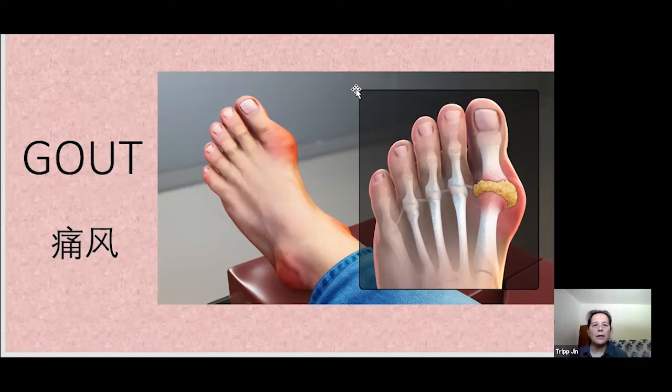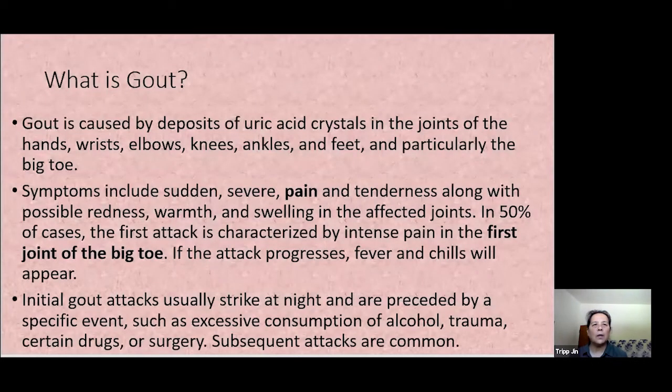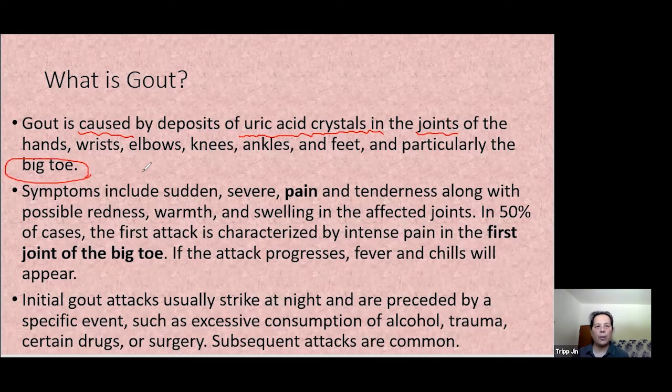So then let's see, what is gout? Gout is caused by the body having too much uric acid secreted. It goes to the joints. It could go to the hand, wrist, eyeball, knee, ankle, and feet. Especially it goes to the big toe, or maybe starts from the big toe.